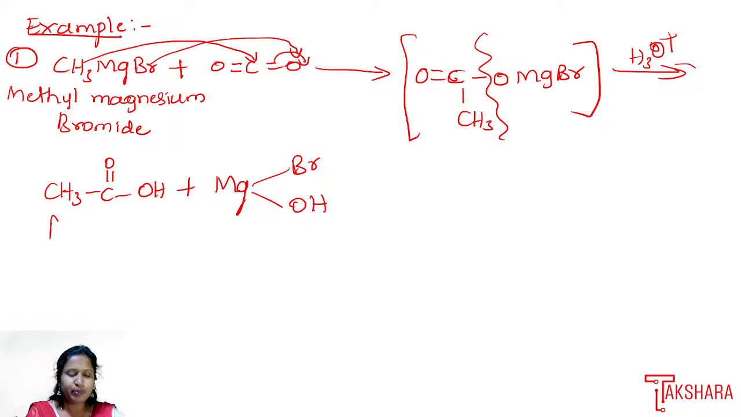Okay, so now what is the main product? Acetic acid. So the major product is what? Acetic acid is formed. So now let us consider one more example.